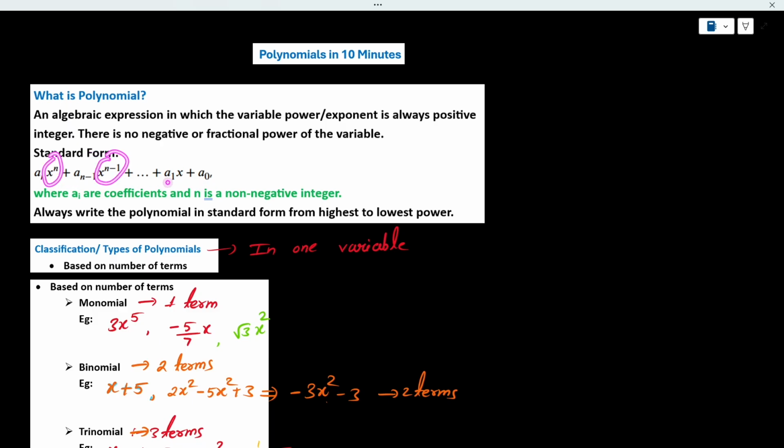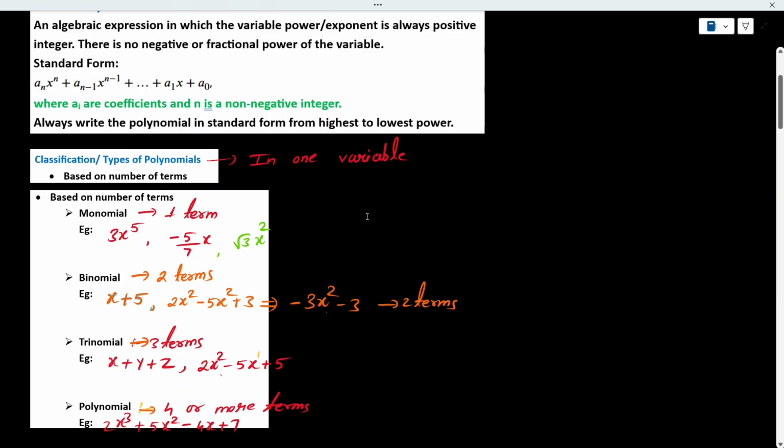n, then x to the power n minus 1, and it will go till the last term, which is going to be the constant term. Polynomials are classified based on number of terms and based on degree. So based on number of terms we call it a monomial.